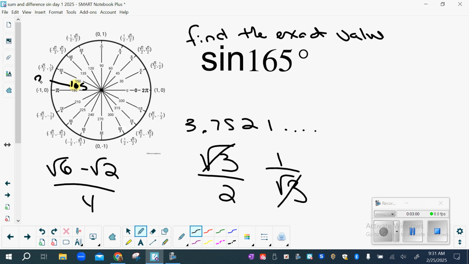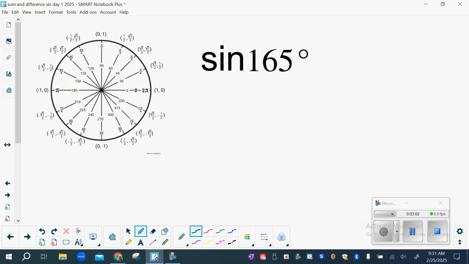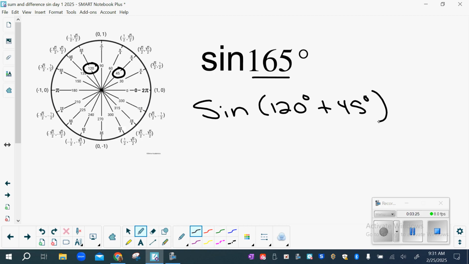And this is what we're going to do tonight. Our third option looks like this. What if we instead took stuff we knew? I know 165 is made up of 45 plus 120. That makes 165. So what if I did this? Sine of 120 plus 45. And it turns out that actually works. But there's a problem. Because of course there is.